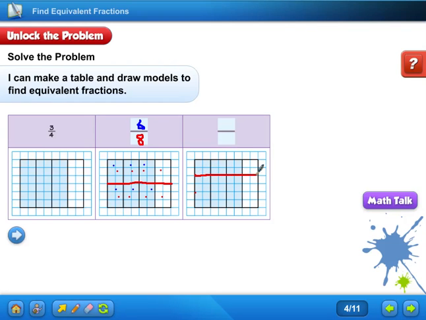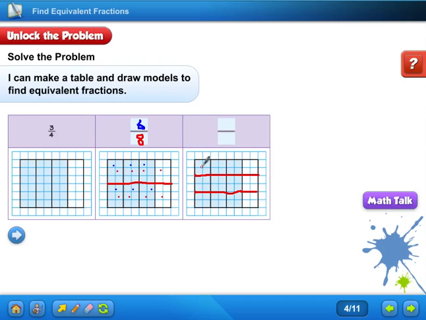So I could make this an equivalent fraction. As long as you're breaking your boxes so they all have the same amount, each one would have 4 in the section. 4, 4, and they all have 4 in them. So each piece is equal. So now we have another equivalent fraction.